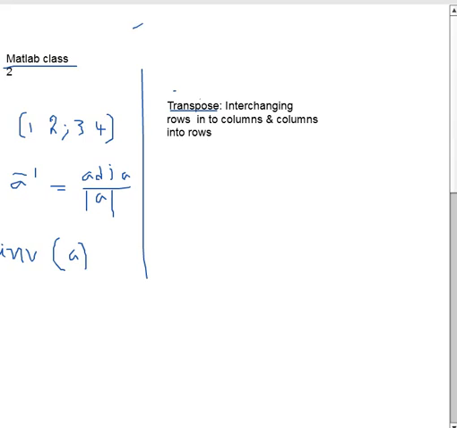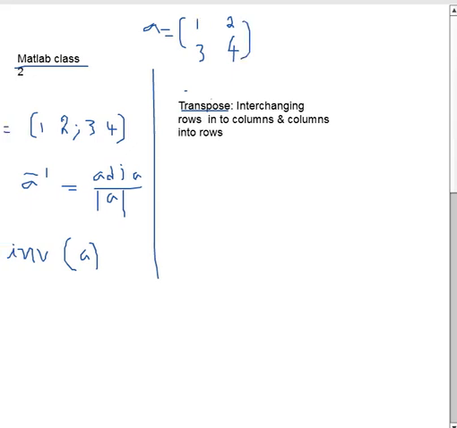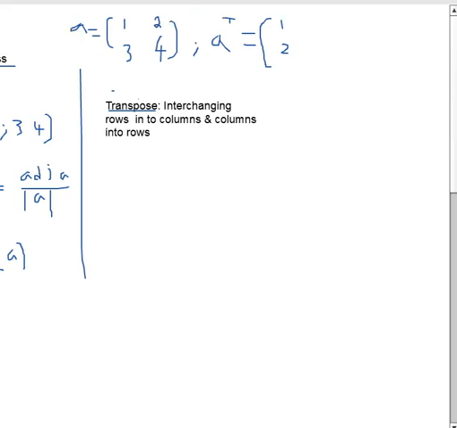So here A is equal to 1, 2, 3, 4, as I gave. That means 1, 2 is the first row, and 3, 4 is the second row. What is the answer for the transpose? A transpose is interchanging the rows into columns and columns into rows. So 1, 2, the first row, becomes the first column now, and 3, 4, the second row, becomes the second column now.